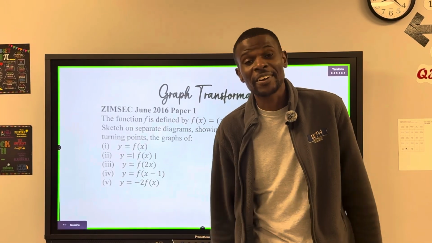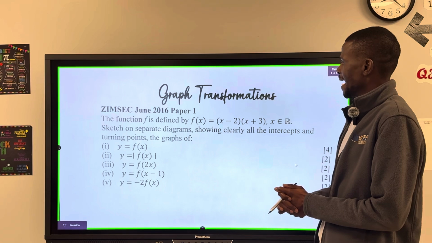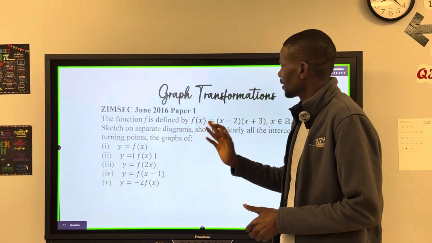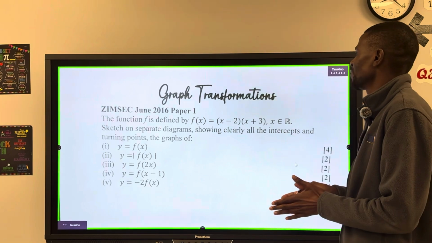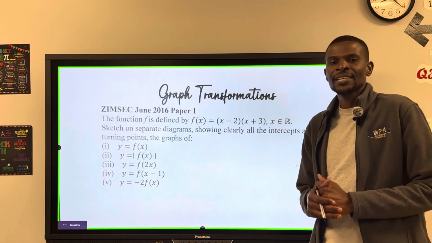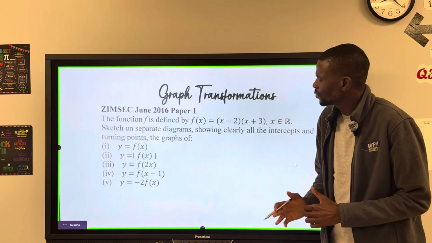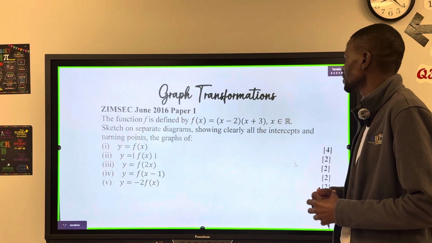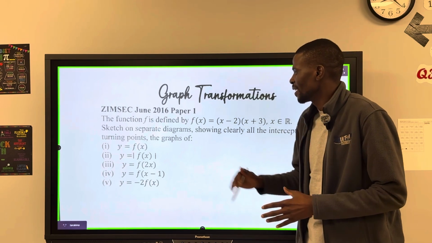We have a problem on graphs and transformations. It's a ZIMSEC June 2016 paper 1 question. It reads, the function f is defined by f of x is equal to (x minus 2)(x plus 3), where x is an element of the real numbers. We need to sketch on separate diagrams, and we need to show clearly all the intercepts and turning points.